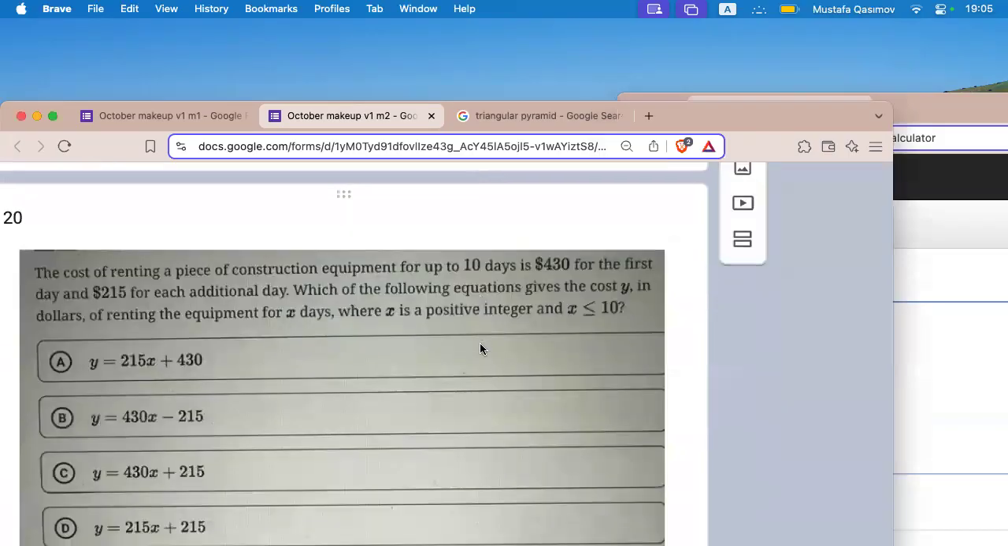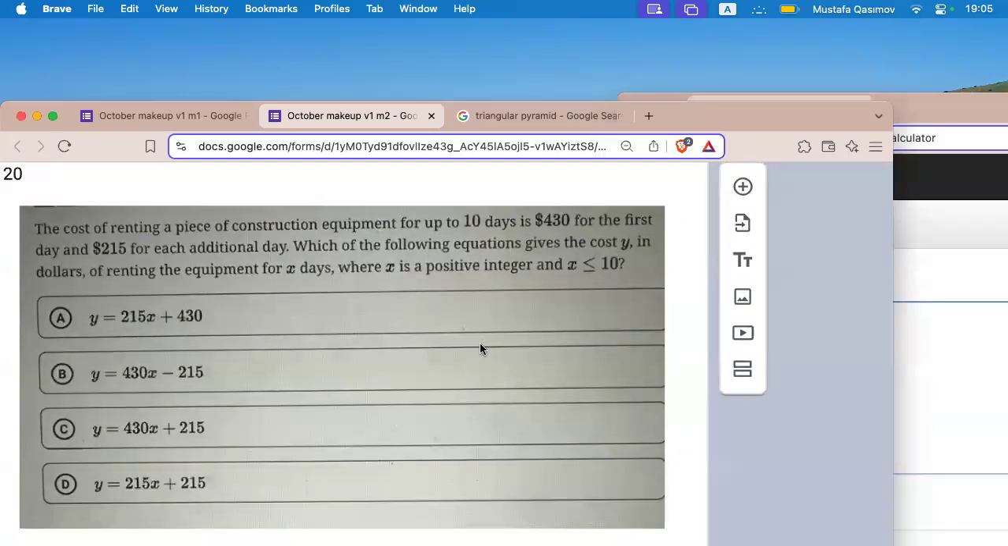Okay, for this type of question, say for the first day when x is equal to 1, cost is equal to 430. So when you write 1 instead of x, you have to get 430. It is correct for D. Answer is D here.